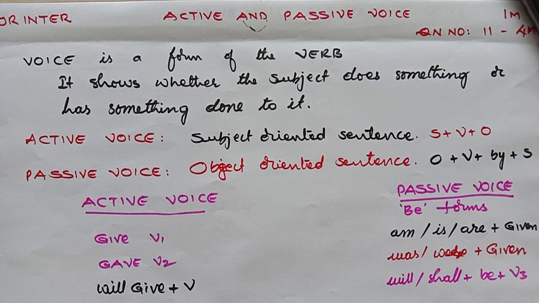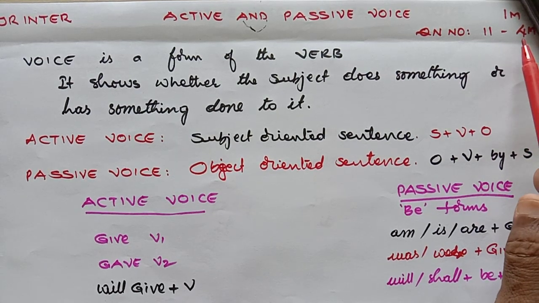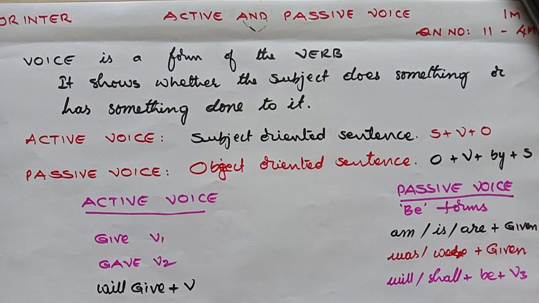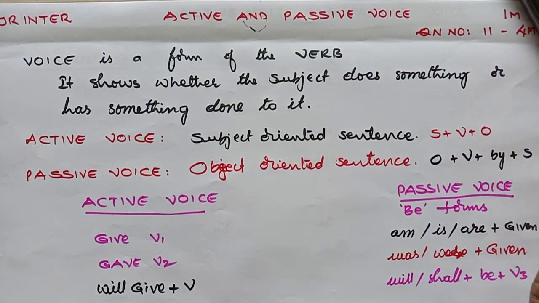Students, let me give you a clear idea about this. Our question number 11 has 4 marks, in which voice, speech, degrees of comparison and question tags are included. All the remaining 3 were discussed in detail in these videos. Now we are talking about active and passive voice for 1 mark. Now, let's continue this.